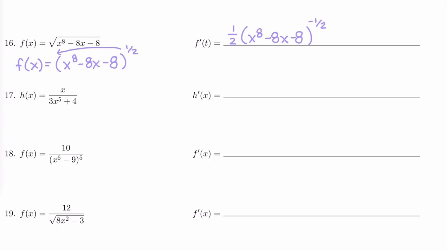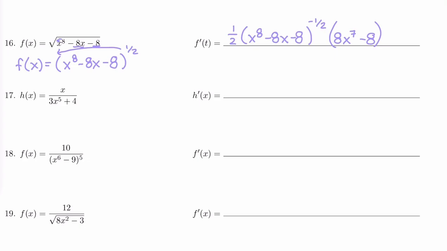And now we're finally going to take the derivative of what's inside. So looking at x to the 8th, it has a derivative of 8x to the 7th. Derivative of negative 8x is negative 8. And derivative of that minus 8 at the end is 0. Remember, you want to multiply by the whole derivative of the inside, so it does need parentheses. So bring down the power, subtract 1 from the new power, multiply by the derivative of the inside.